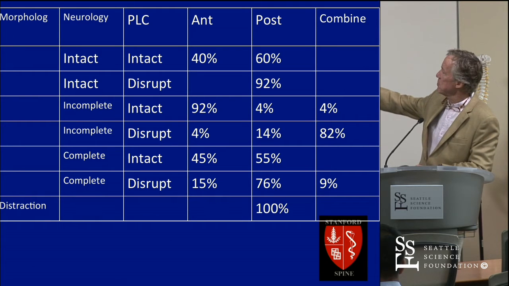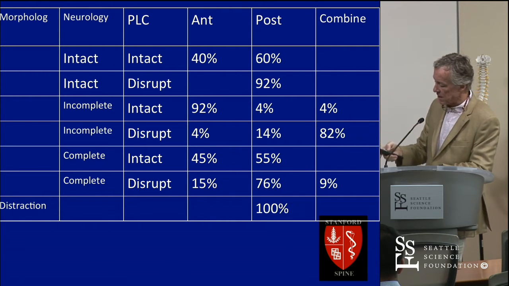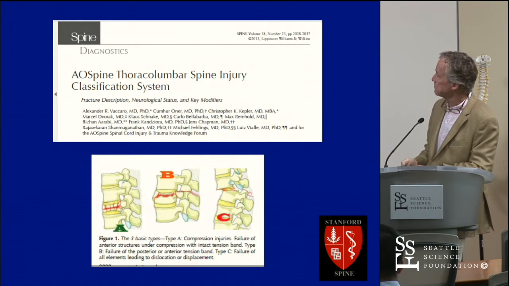Two lines from the bottom, you can see an example of a patient who has a complete spinal cord injury, but the ligaments are intact. Well, some people can decide to reconstruct it. It becomes half and half again in that situation.